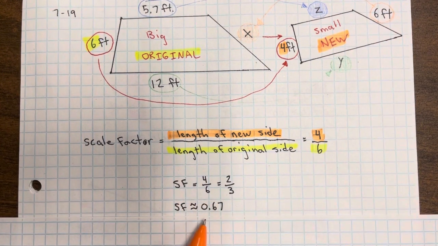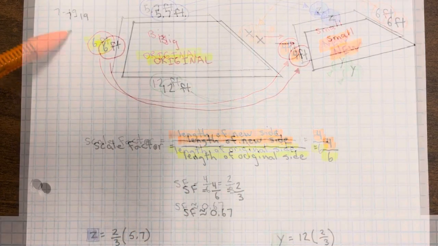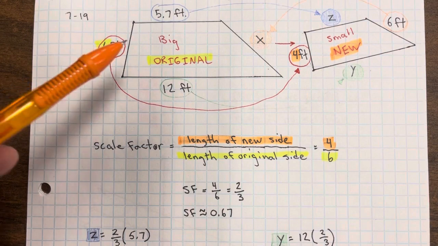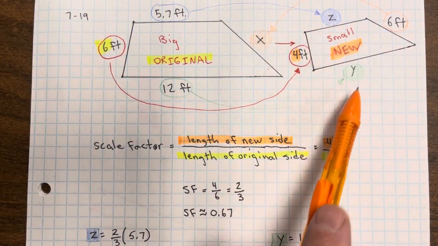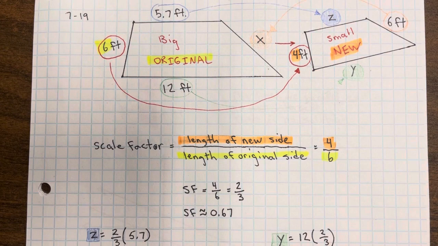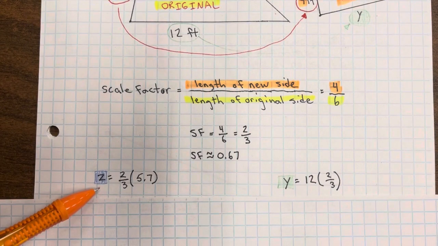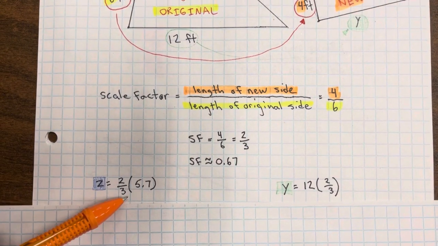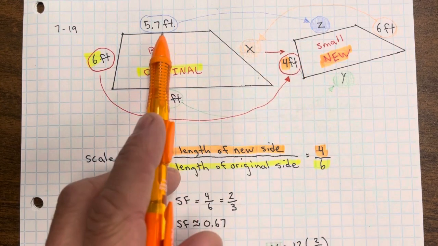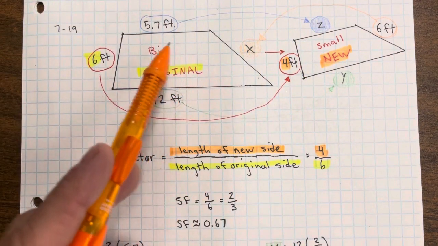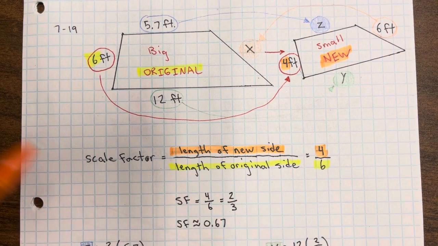The scale factor is approximately 67 hundredths, but if we need the exact scale factor, we leave it in fraction form, 2/3, because this is a repeating decimal. For the second part, we need to find the missing sides, z, y, and x. First we're going to start with z. To find z, we multiply the length of the corresponding side by the scale factor. Remember, the scale factor is 2/3.